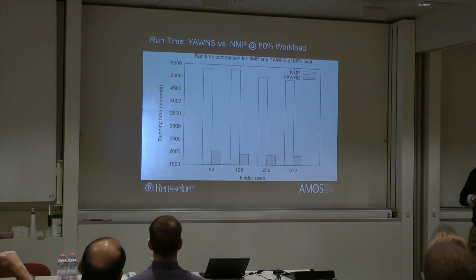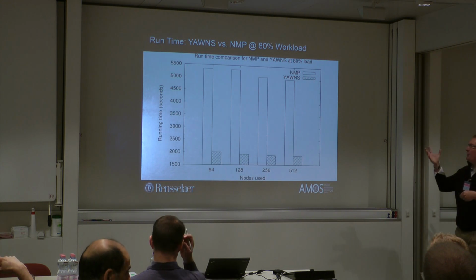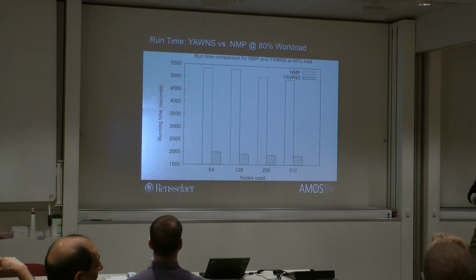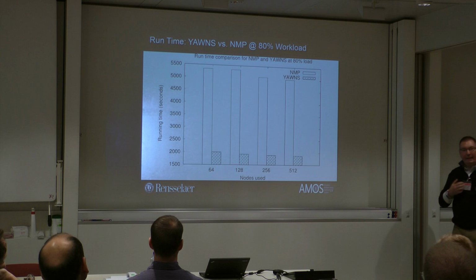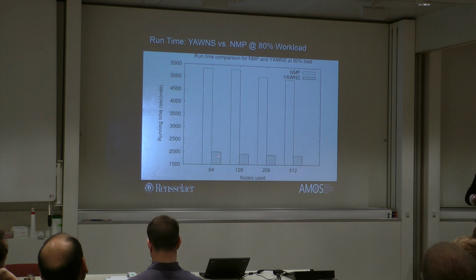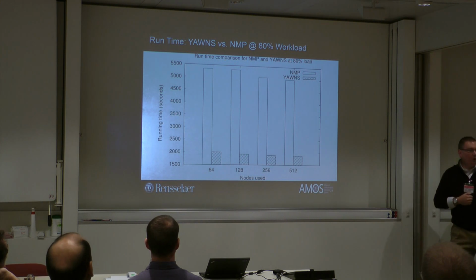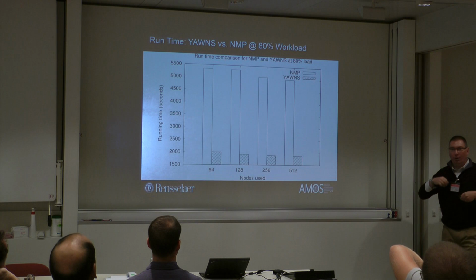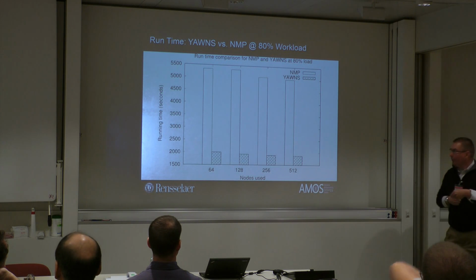Then we did a 50% workload, but I'm not going to show those results. They're similar to the 80%. At the 80% workload, the null message protocol runs around 5,000 seconds, while YANS is only around 2,000 seconds. Again, the same story. We see a slight improvement for both as we increase nodes, gaining some benefit from local processing and the L3 or L2 cache. Again, a nice substantial improvement, but not as much, because at 80% workload, the null message protocol is piggybacking those null messages on more of the real events going forward.